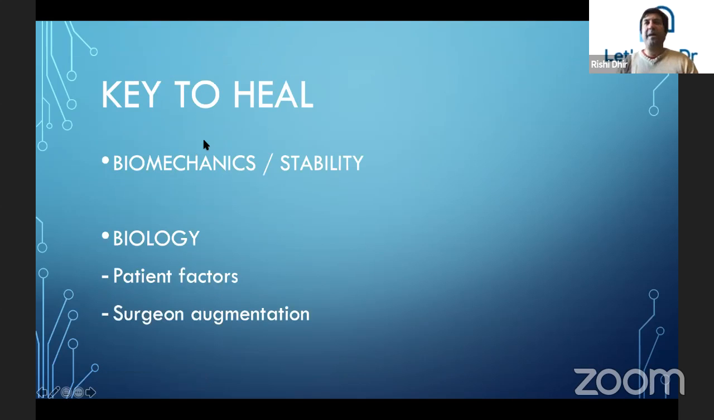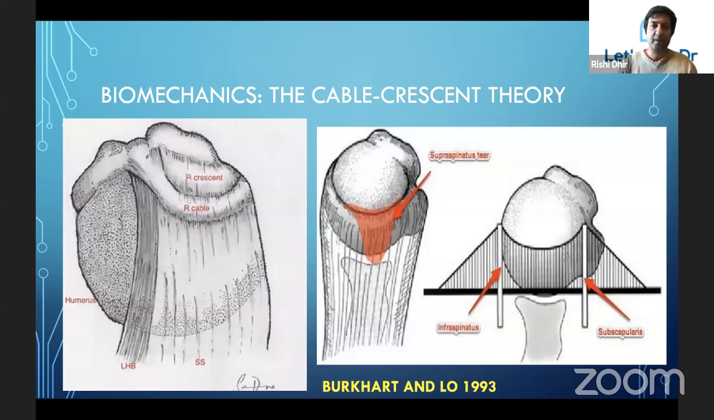Okay. So remember, guys, the way to treat a tendon is go back to your basic fracture, basic science. Anything to heal needs biomechanics or stability of some sort, and it also needs good biology, okay? And the biology can be patient factors that I mentioned previously, so things like, are they on steroids, are they a smoker, are they diabetic, and things that the surgeon can do intraoperatively to augment their healing as well, okay? So these are all things that you need for a tendon to heal. Keep these in the back of your mind, okay?